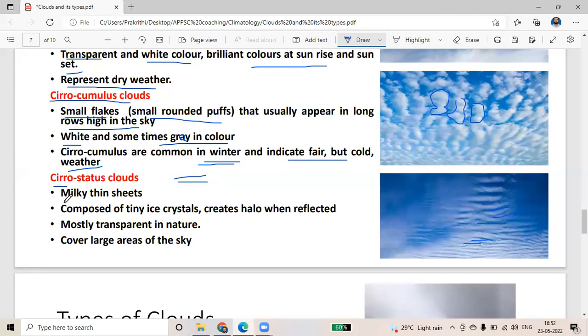And it appears in milky thin sheets है, milky almost white in color है, thin sheets है, almost transparent है. Composed of tiny ice crystals, creates halo when reflected. अभी sun इसमें reflect करने से इसके साथ में ऐसा halo you can see. And mostly transparent in nature है, covers a large area of the sky. पूरा atmosphere में पूरा area में ये extend कर सकता है.